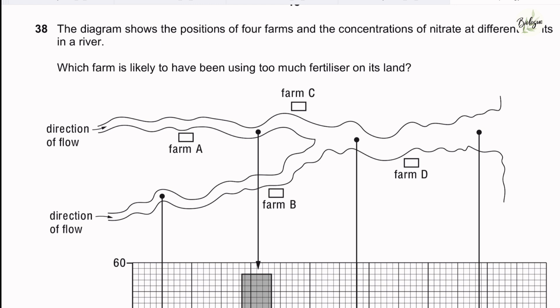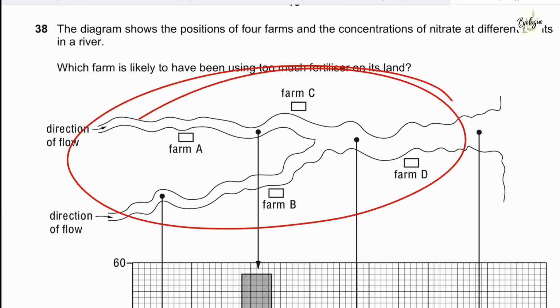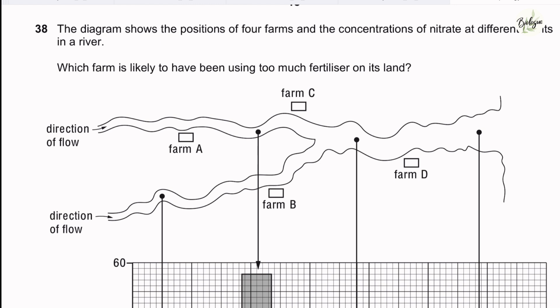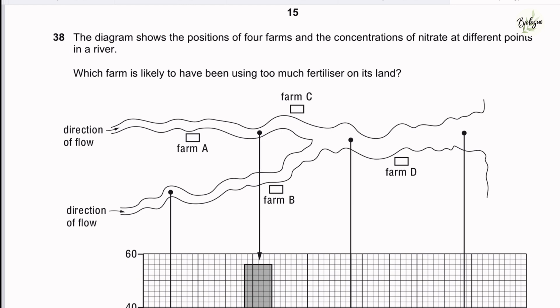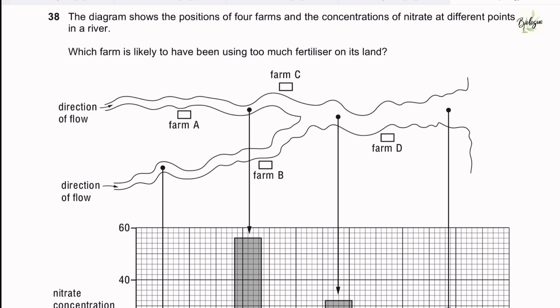So this is a reminder to make sure you're consistently practicing past papers and doing them at a regular pace, because a lot of the questions do get repeated from previous years. Either they use the exact same diagram, like this diagram is the exact same thing that I saw when I was doing my IGCSE. So yeah, quick tip for you guys, make sure that you're consistently practicing and you will 100% get that A star. So which farm is likely to have been using too much fertilizer on its land?